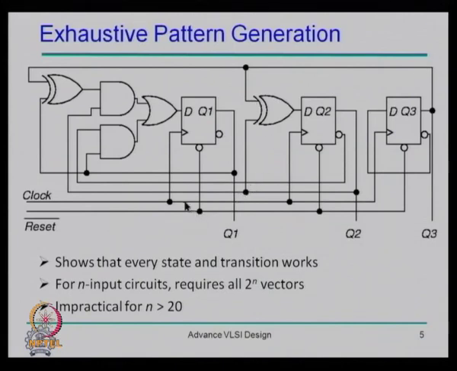Same thing holds good here. So, hence we cannot apply these patterns in reasonable time or practically on the circuit, though we can generate them using some cheap hardware, right. So, this is not practical if n grows beyond 20. So, then this is not a very attractive scheme. So far we discussed two schemes. One is we can store patterns on the ROM and then make use of those patterns, that is impractical. The other scheme is exhaustive test, that is also impractical.